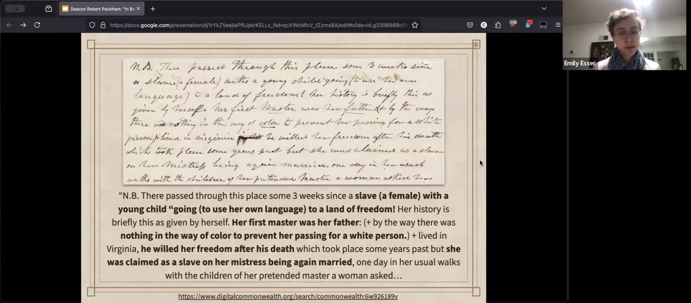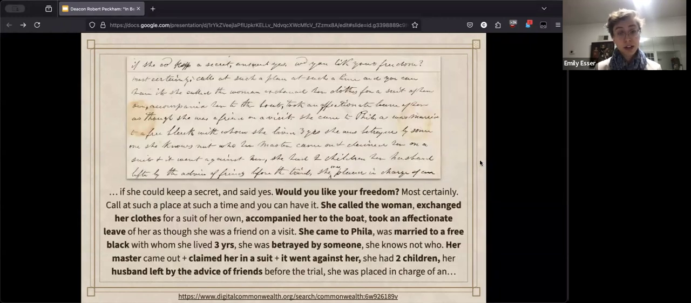There passed through this place some 3 weeks since a slave, a female with a young child, going, to use her own language, to a land of freedom. Her history is this: her first master was her father. And he points out that she could pass as white, as is mentioned in the other accounts. She lived in Virginia. He willed her freedom after his death. She was reclaimed by her mistress being remarried. She lost a suit. She got her freedom actually at first attempt. She was helped. She was reclaimed.